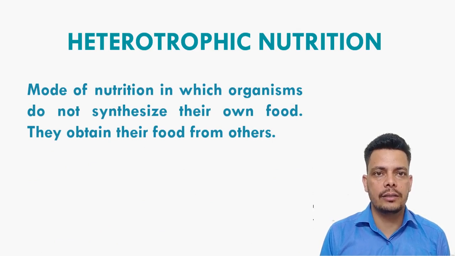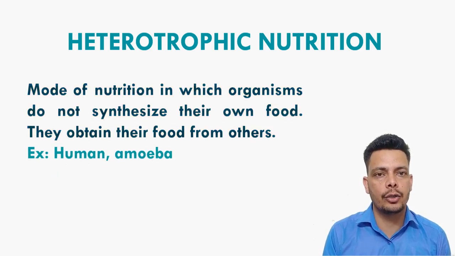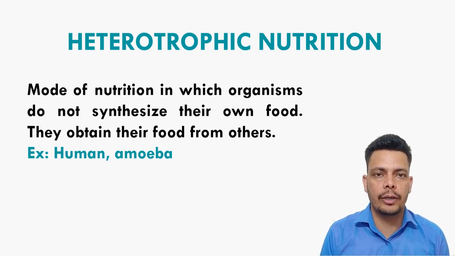So all the organisms that cannot make their own food are called heterotrophs, or their mode of nutrition is known as heterotrophic mode of nutrition. They depend on others for their food, because they don't have the necessary structures like chloroplast and chlorophyll, all the light absorbing material is not present in their body. So they depend on others for their food. So we call them heterotrophs.